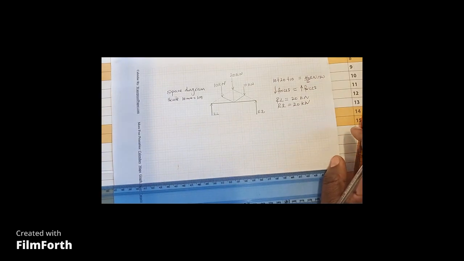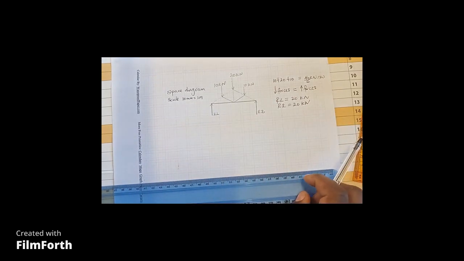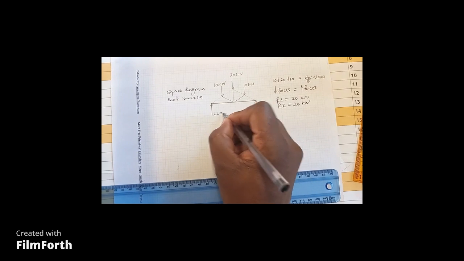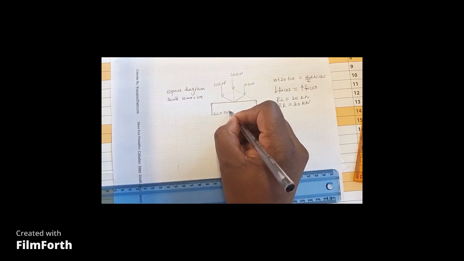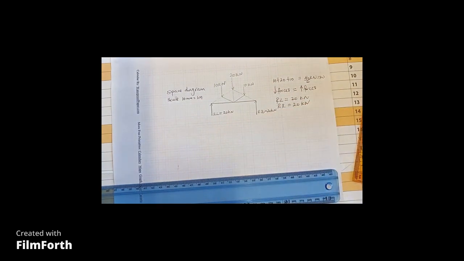So it was just fortunate for us that the frame is in equilibrium, as we can see the way it is loaded here. So we got our reactions. Let's put our reaction left equal to 20 kilonewton. Our reaction right is also equal to 20 kilonewton. Now we have our reactions.